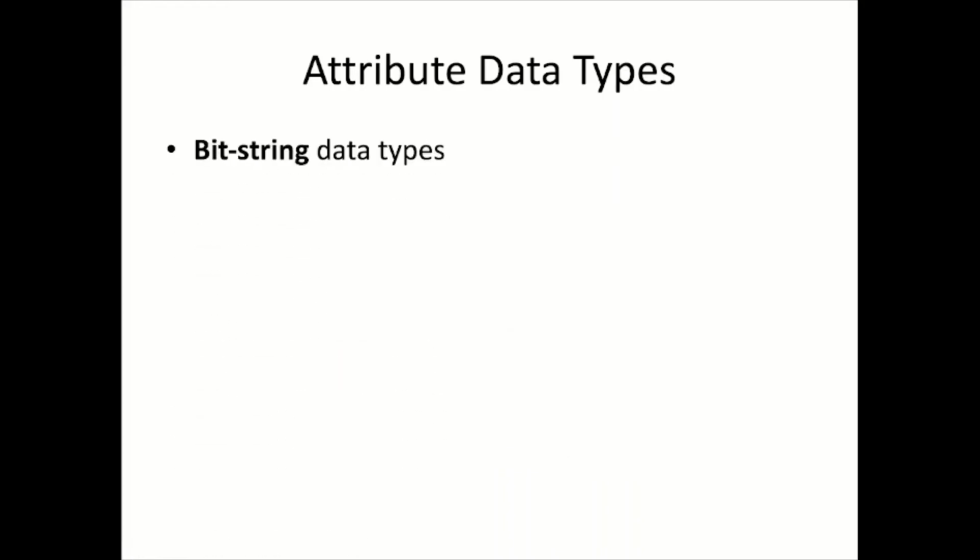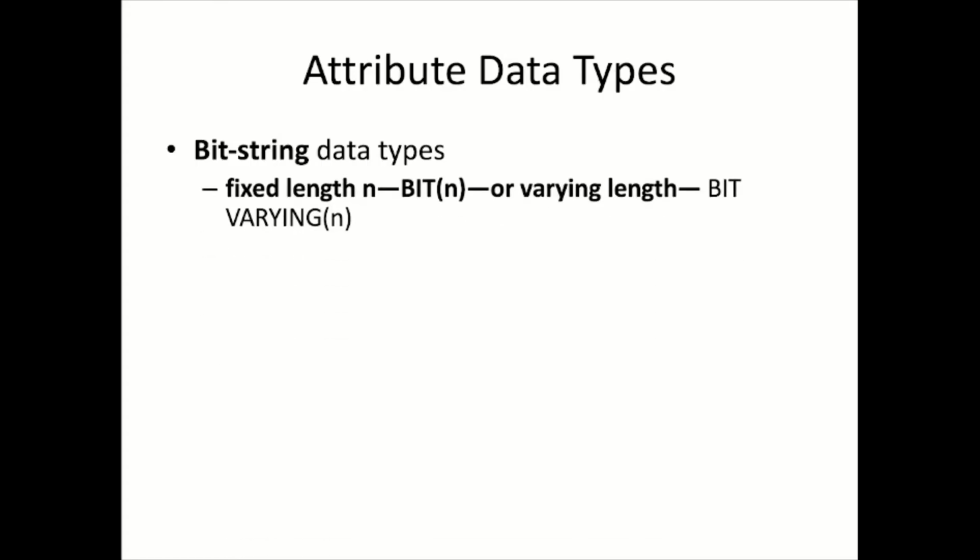Then the next type of data is bit string. In certain cases you may have to store bit strings in the database. For fixed length you can use bit of n, similar to char; you can simply replace it with bit of n. Or for varying length, bit varying of n can be used.